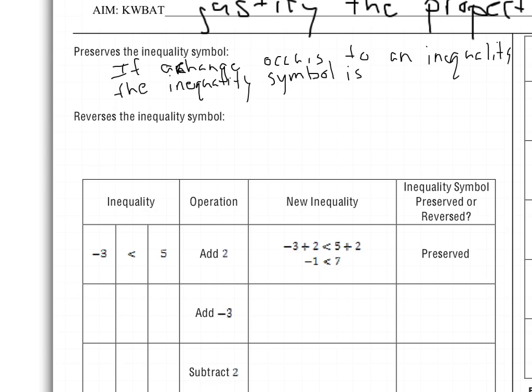Is still true. So we see an example of this down here in our first table. They've added 2 to each side of this inequality. It started as a less than sign, and as they add 2 to each side of this, we still get that -1 is less than 7. So that means the inequality symbol is preserved regardless of whether that's changed or not.